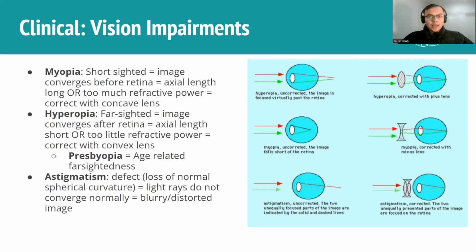Hyperopia is where you have far-sighted vision, and that's where the image converges after the retina, so you're able to see things that are far away fine, but not things that are close up. And that's caused by the axial length being short, or with too little refractive power, and you correct that with a convex lens. Important to know here is that age-related farsightedness is often termed presbyopia. And then finally, astigmatism is just the loss of the normal spherical curvature, which is causing a visual field defect. And so the light rays do not converge normally, and you end up with a blurry and distorted image. And that's corrected by lenses that are sort of a combination of both.